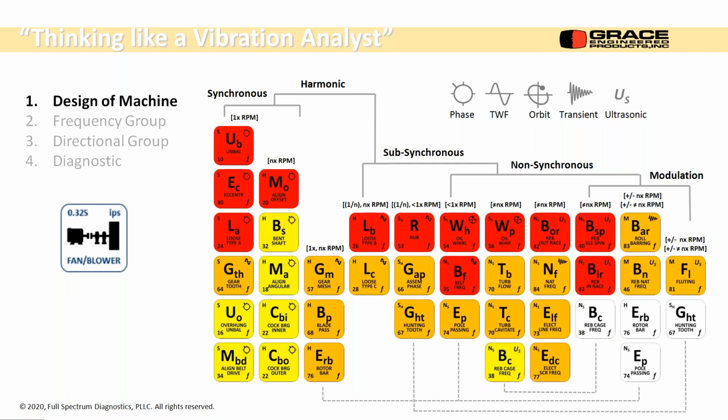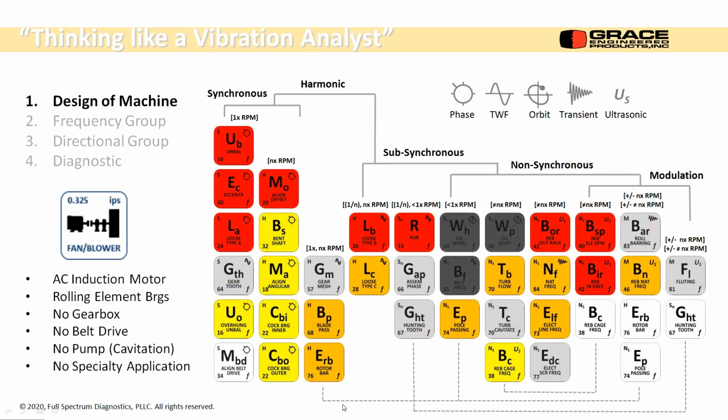Design of the machine, we're going to look at faults that can't apply. There's 35 different faults. Some of them can't apply because they're not part of the machine design, and there's no gearbox, there's no belt drive for this application, so those can come off the table. So I did it all at once instead of one at a time.